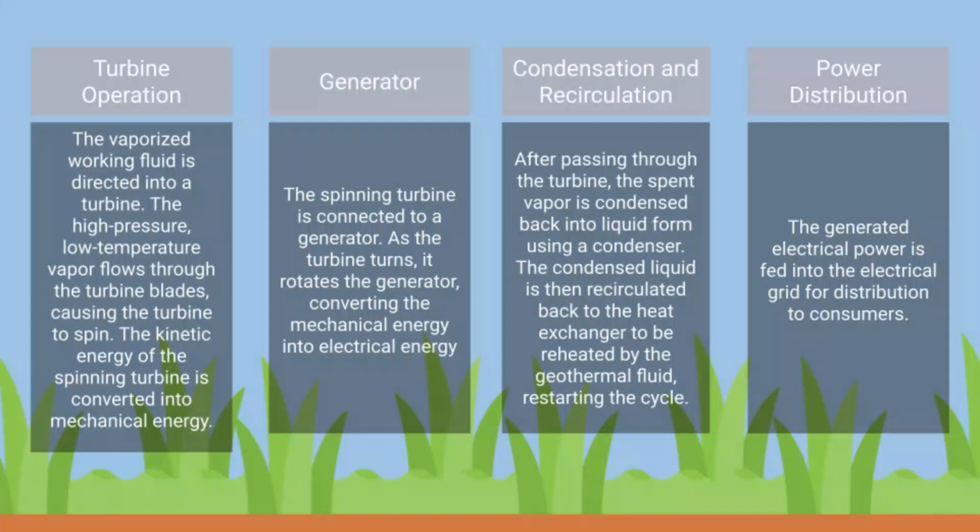Then the steam goes to the turbine operation, where the turbine spins and converts the kinetic energy to mechanical energy, goes to the generator, is converted to electrical energy, and the electrical energy is distributed to the consumer. And lastly, the steam is condensed into liquid in the condenser and re-injected to the geothermal reservoir, and the process cycle continues.